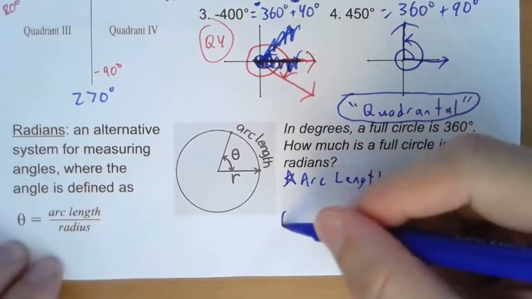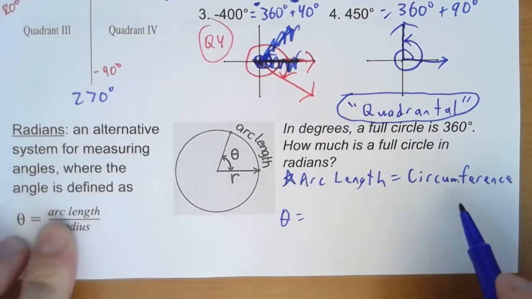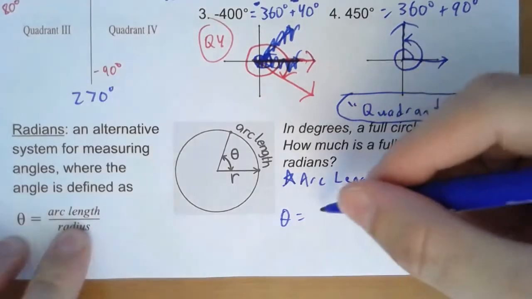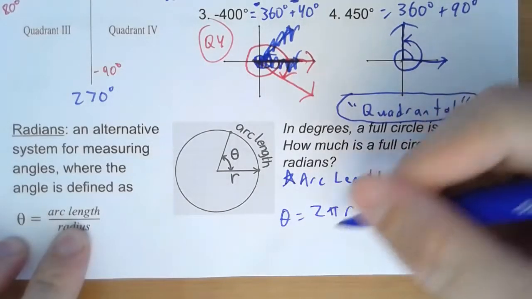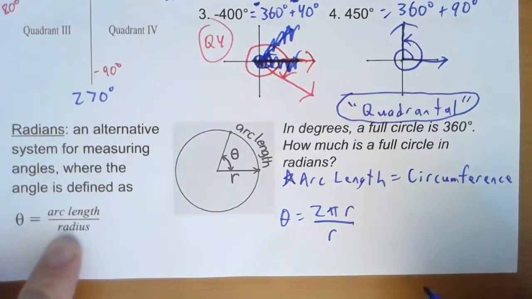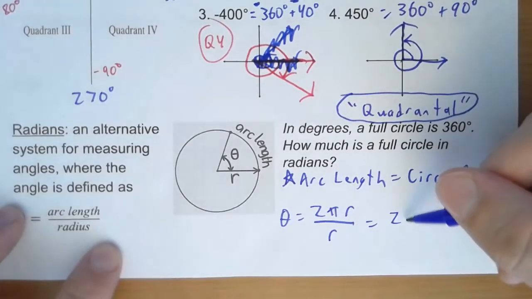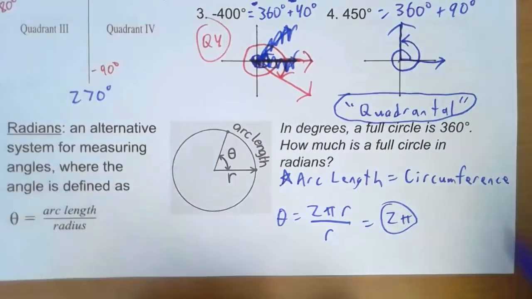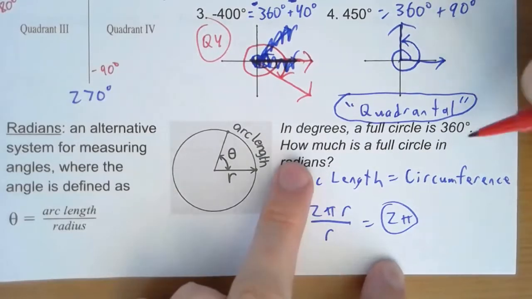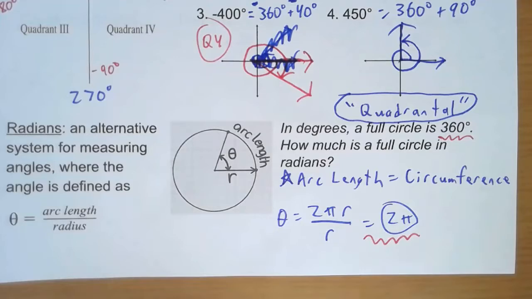Okay, so then let's use this formula here. So theta is arc length over radius. Well, the arc length is circumference. We know that in general the circumference formula is 2 pi r, either pi times diameter or 2 pi r. So then radius, we can just say r. So then those r's just cancel out, and so we get 2 pi. So that means that 360 degrees equals 2 pi.